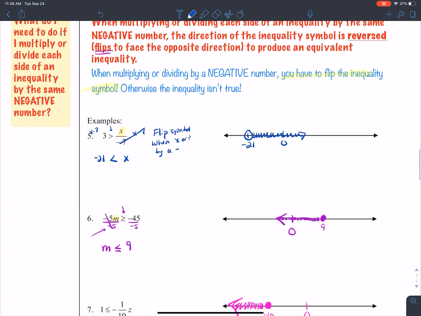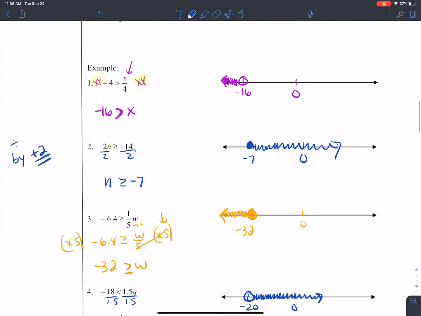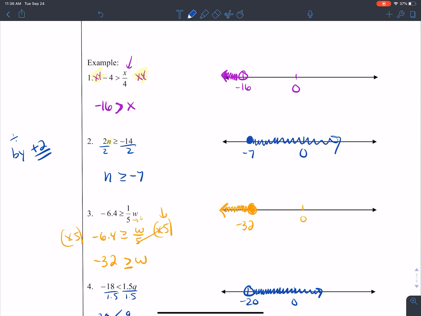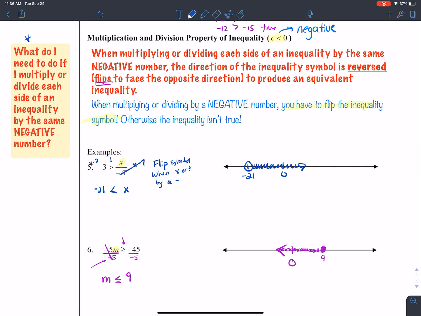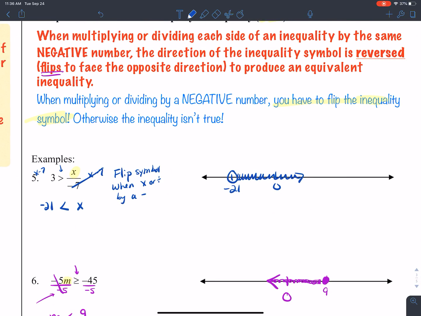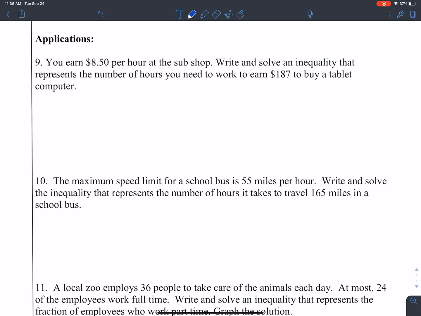So a nice quick little summary. When we're undoing things, when we're solving an inequality, if we multiply or divide by a positive number, it's just, quote unquote, normal. It's what we'd like it to be. But if we ever multiply or divide by a negative, we have to flip the inequality symbol. So we're just going to wrap up with a few application problems, which are good practice.